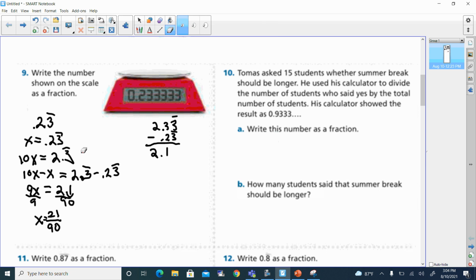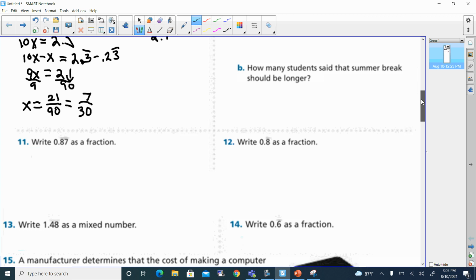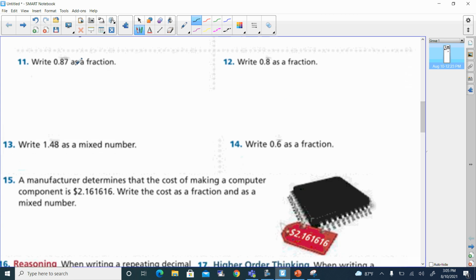I probably should have made that a little neater. All right, and both of these are divisible by 3. 21 divided by 3 is 7, and 90 divided by 3 is 30. So this one should be 7 over 30, if I did this correctly. Okay, and next we're coming down to do number 11, right? 0.87 repeating as a fraction.